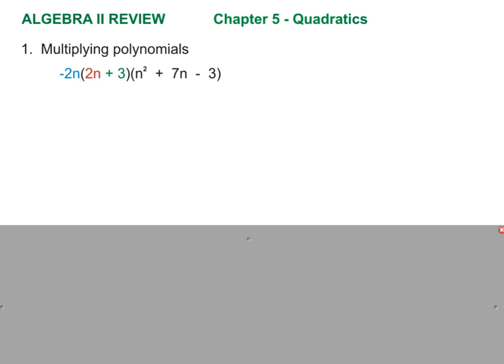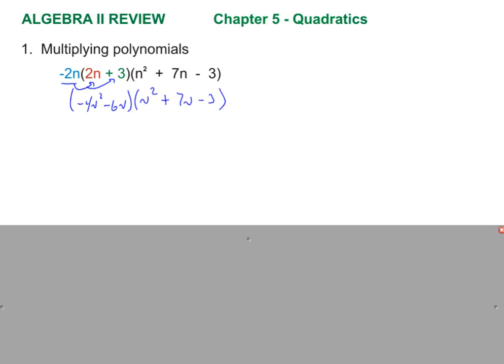All right, first situation, multiplying polynomials. Now I've got a situation here where I've got a monomial times a binomial times a trinomial. So really what we have is three things that are multiplied together. Let's distribute the first. Okay. Negative 2n times a 2n is a negative 4n squared, and a negative 2n times a positive 3 is a negative 6n. Now, this needs to go into parentheses because those two became that one quantity.